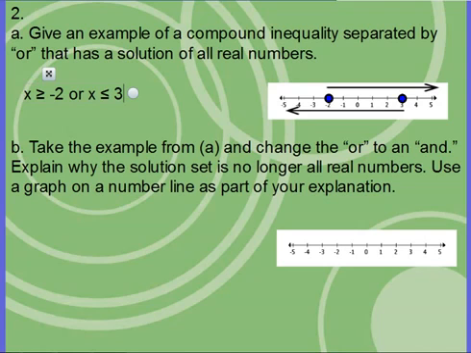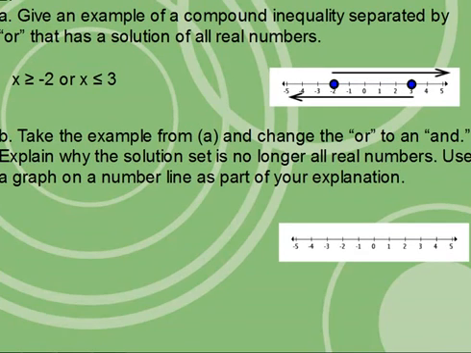Part B, take the example from A and change the or to an and. Explain why the solution set is no longer all real numbers. Use a graph on a number line as a part of your explanation. Okay, so we want to take the exact same inequality. We want x greater than -2, and we want x less than 3.